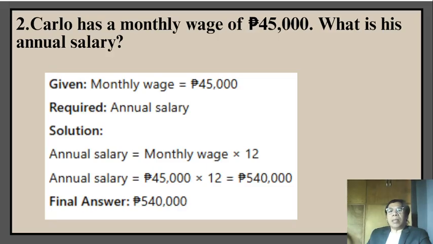Number 2, Carlo has a monthly wage of 45,000 pesos. What is his annual salary? So given the monthly wage, 45,000 pesos, required the annual salary. So solution: annual salary is equal to the monthly wage times 12. Substituting the given data, the final answer is 540,000 pesos.